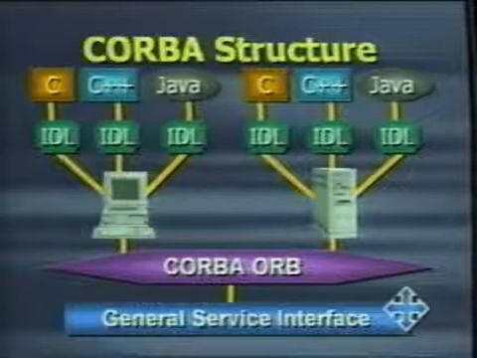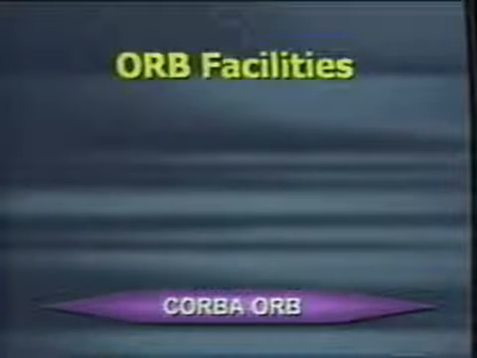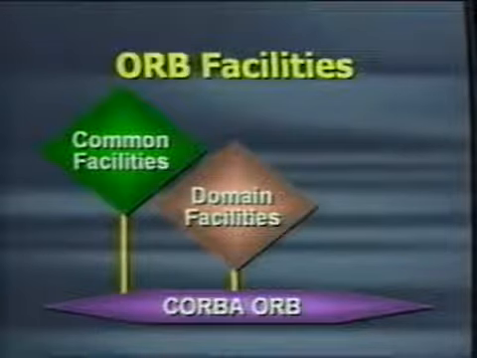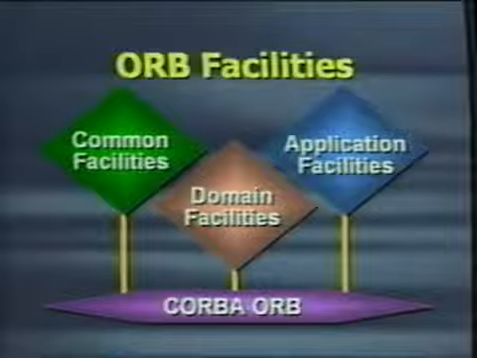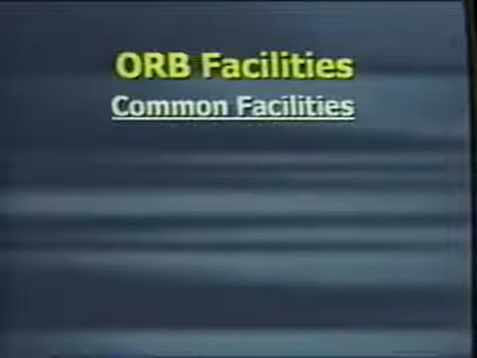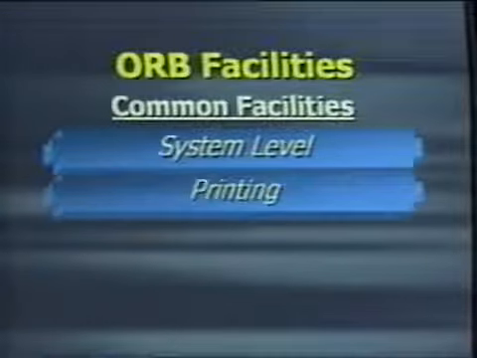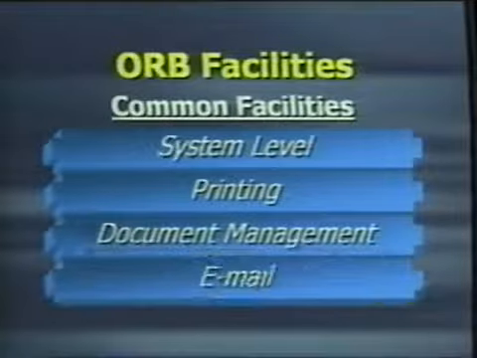Now, for a slightly higher view, let's look at this with our three top mappings. In this graphic, first of all, we have a set of common facilities, a set of domain facilities, and a set of application facilities that all sit on top of this Object Request Broker. First of all, the common facilities are facilities that are accessible by a wide variety of applications. These are system-level facilities such as printing, document management, email, etc.